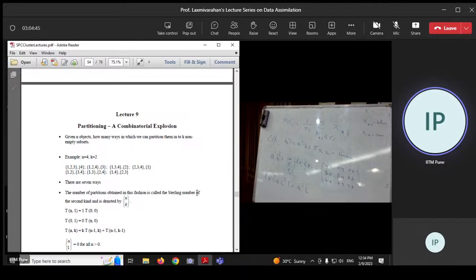How do you pick k items from n items? nCk. Are you there? Yes. For every k running from 1 to n, that's the total possibilities of clusters. To give a quick answer to that, that number is so large.